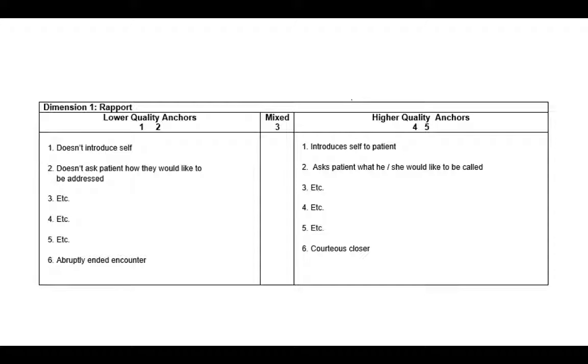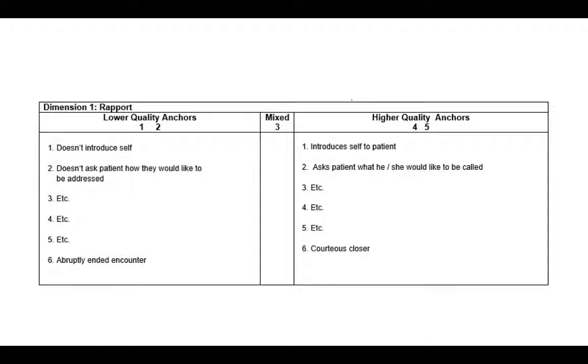So here I started with didn't introduce self. I kind of started in the order of how this thing might unfold. Doesn't ask the patient how they would like to be addressed, etc. What would be other observable, concrete behaviors that a rater would observe that would go into their rating of lower quality skills? Abruptly ended encounter. So it starts off with introducing oneself, ends with abruptly ending the encounter. It doesn't always go like this, depending on what you're assessing, but I'm just doing this to get you started.